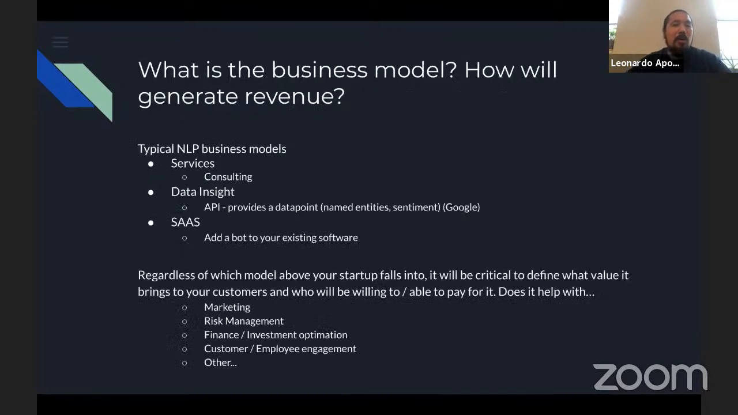So I think we'll just roll with, or move forward with, the legal use case. That's a very interesting one.